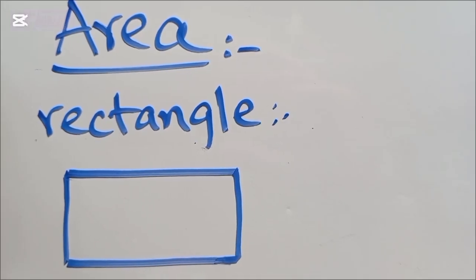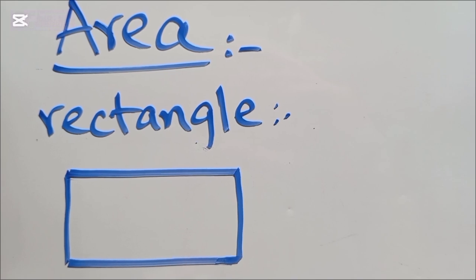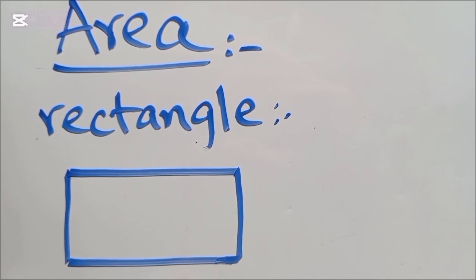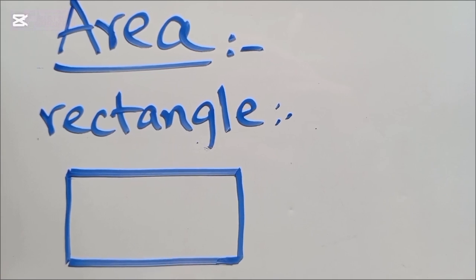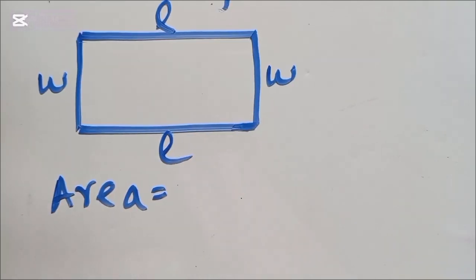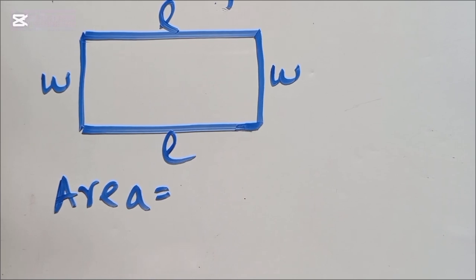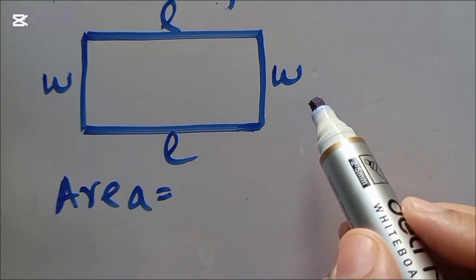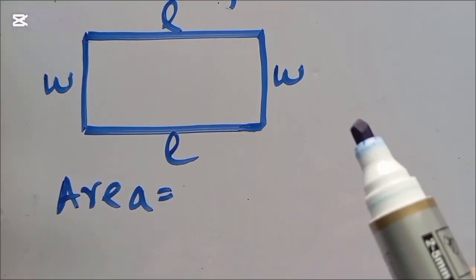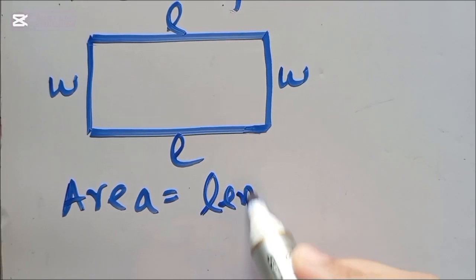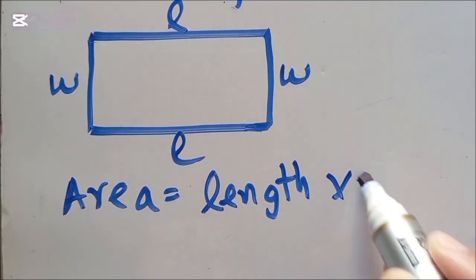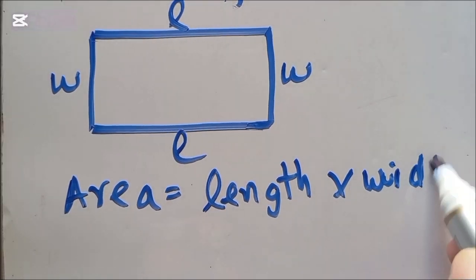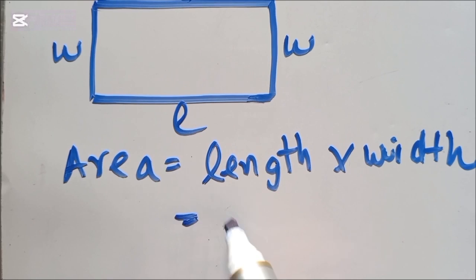Now let's talk about area. What's the difference between area and perimeter? Perimeter, as I told you, is the sum of the lengths of all the sides. But on the other hand, area is only the product of length and width. Here if I name the length as L and width as W, then what will be the formula to find the area of the rectangle? Length multiplied by width. Simple. L into W.